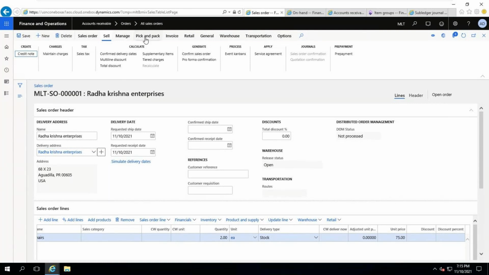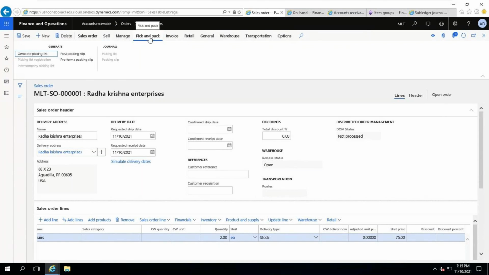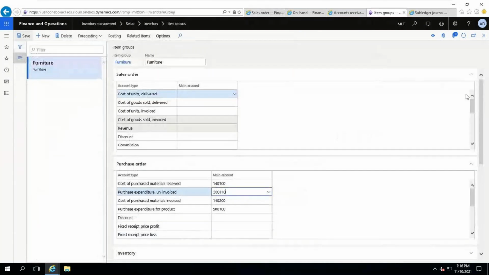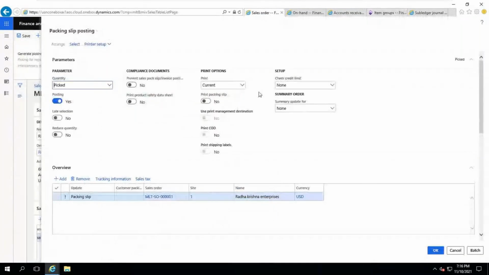Now I am doing pick and pack. Go to the pick and pack tab, generate picking list, post packing slip. I have not mapped any ledger accounts for these two accounts. I have not mapped them. Let me select all. Now I'm doing the packing slip without any ledger accounts mapped.